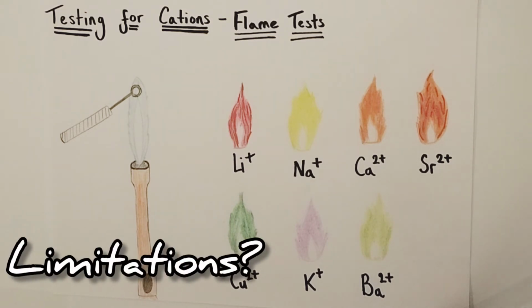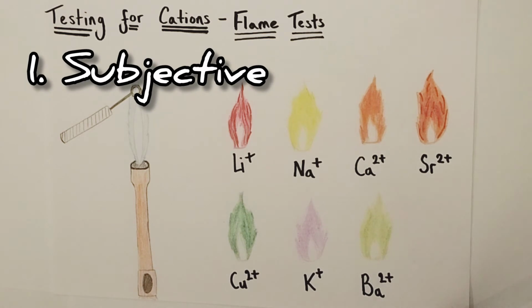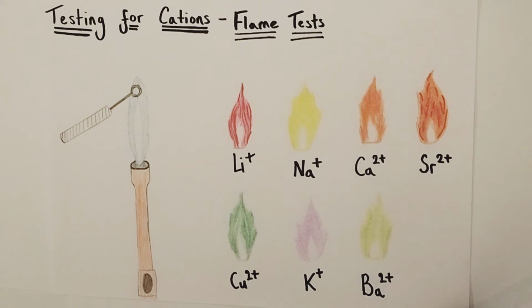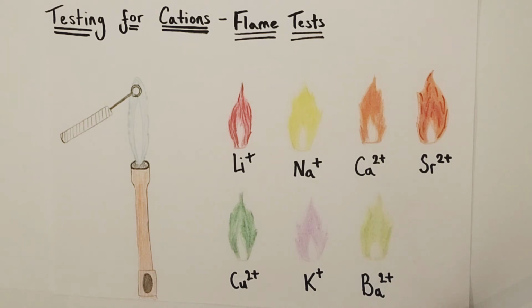So hopefully by now you would notice some of the limitations of using flame tests as a way of analysing compounds. The flame colours are quite subjective to the human eye. One person's red could be another person's orange based on their perception of colour. Also, two different elements can have very similar flame tests. In our examples here, calcium 2+ ions and strontium 2+ ions would give reasonably similar flame colours when observed and could confuse the observer.